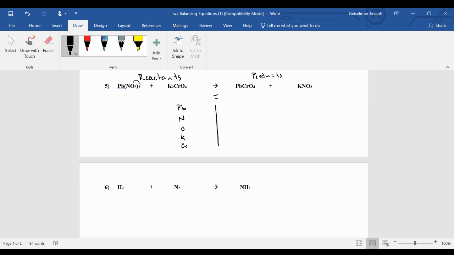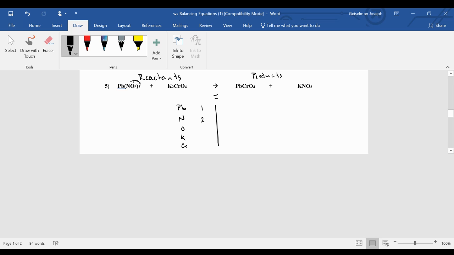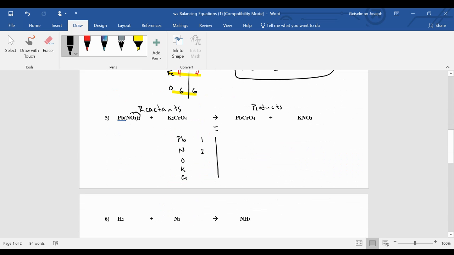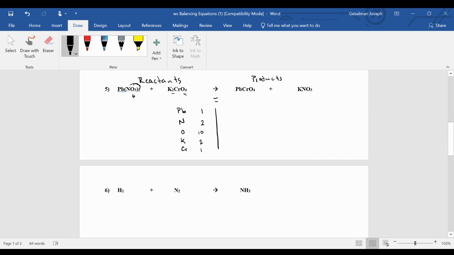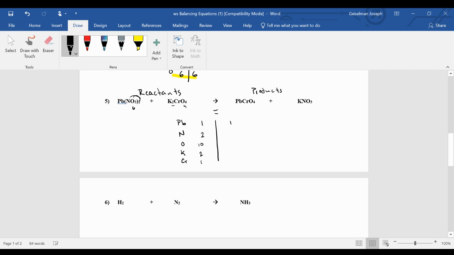So when we get a 2 like that, we're going to distribute to both atoms inside the parentheses, just like you would in math. So we have 1 lead, 2 nitrogen, 6 oxygen here, and then 4. That gives us 10 total. And 2 potassium right there, and 1 chromium. On the other side, 1 lead, 1 chromium, 4 oxygen there, 3 there for a total of 7. 1 potassium, 1 nitrogen.